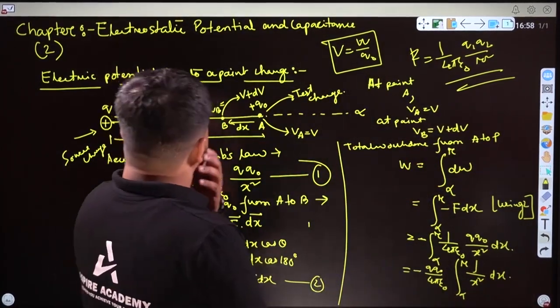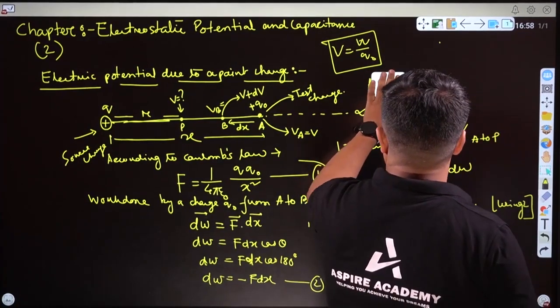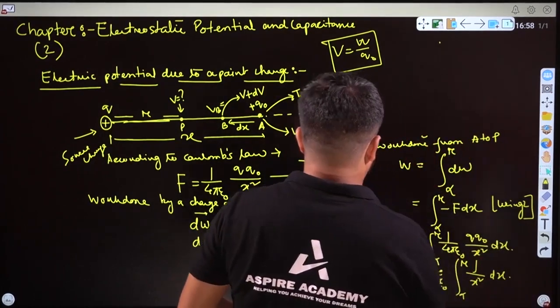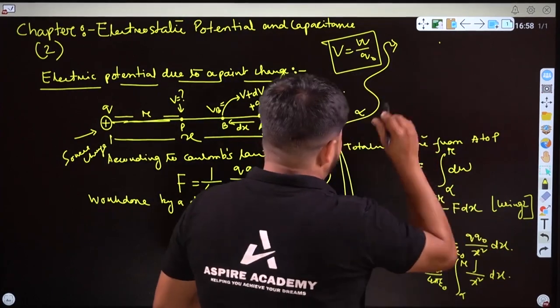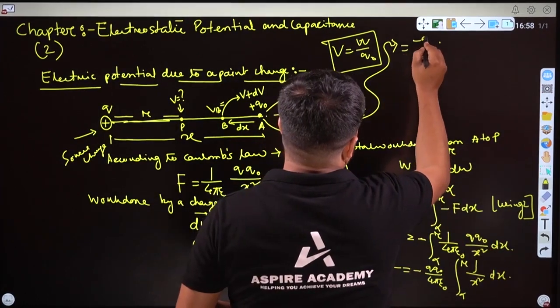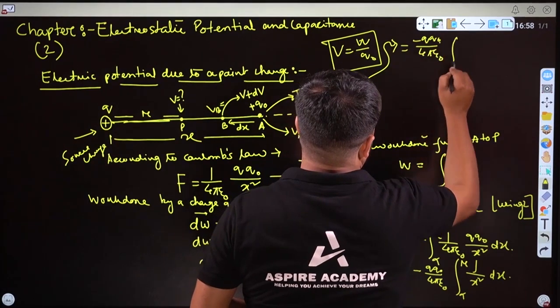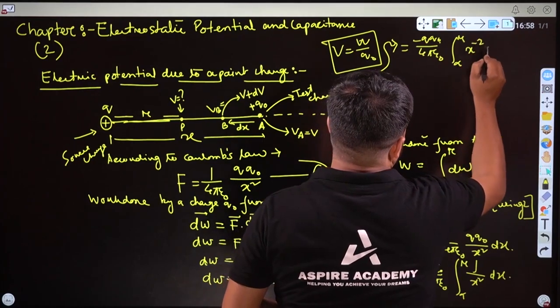Now, next is minus q naught by 4 pi epsilon naught, integral from infinity to r of x to the power minus 2 dx.